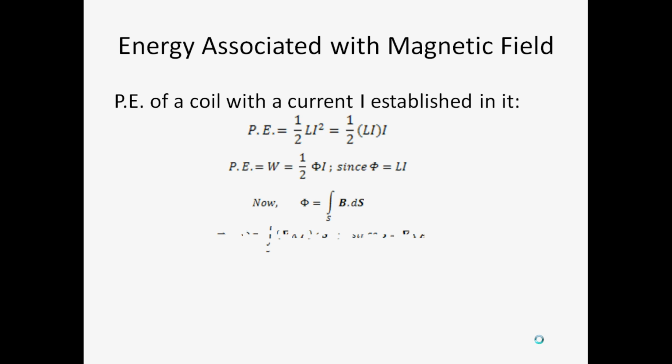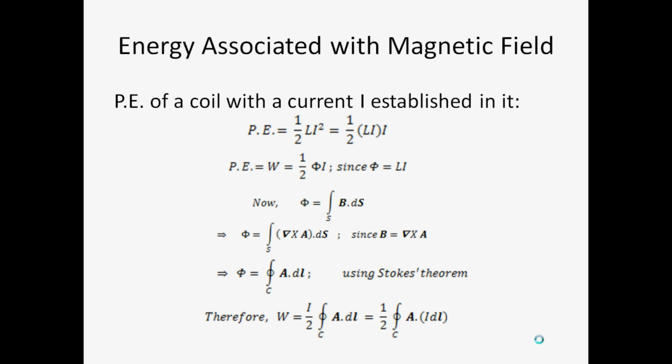Now phi can be expressed as the surface integral of curl of A, where A is the vector potential, since the magnetic field is simply equal to the curl of A. Using the Stokes theorem, phi can therefore be expressed as the line integral of the vector potential along the coil C, and we get the expression for the potential energy as half line integral of the vector potential A dot current element I dl.